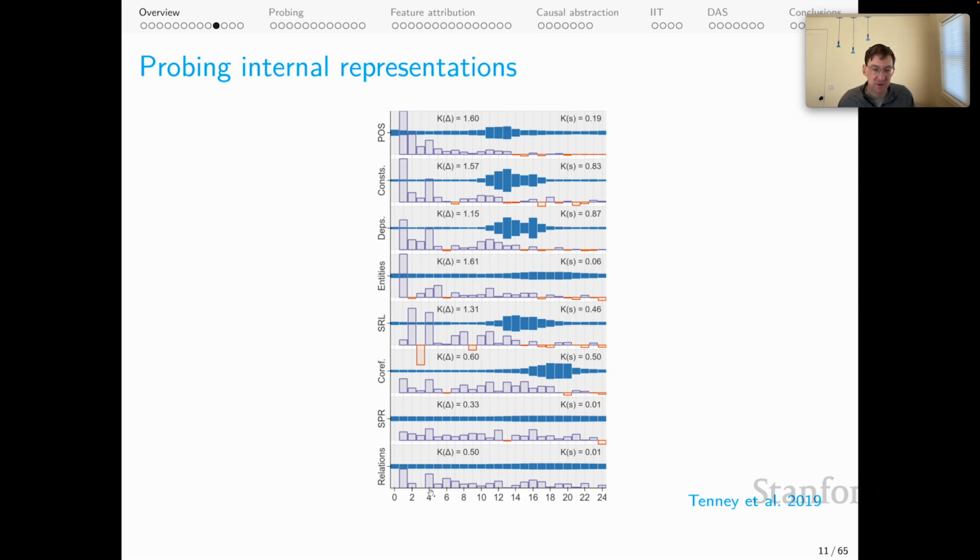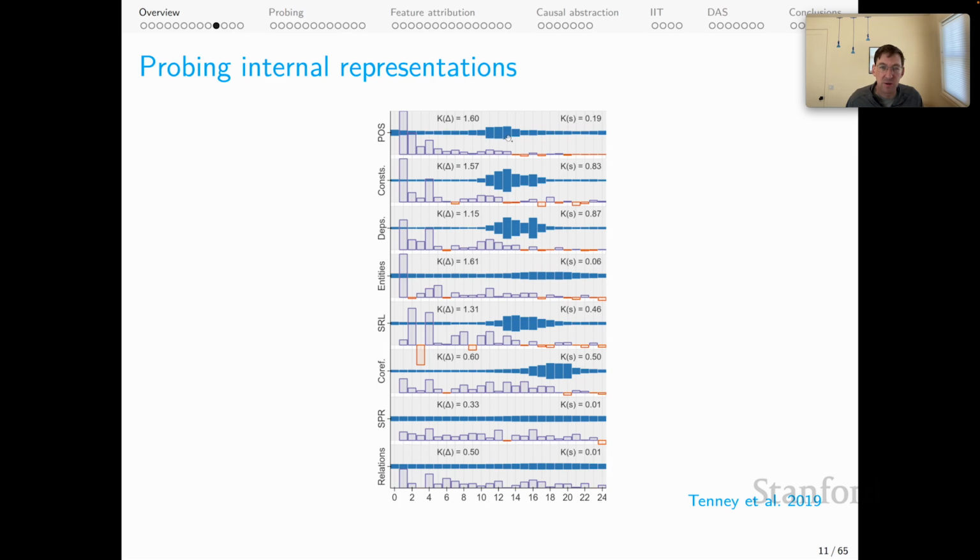The way this plot works is that we have the layers of BERT along the x-axis, and we have different phenomena in these different panels. And what you can see in the blue especially is that different kinds of information are emerging pretty systematically at different points in the BERT layer structure.